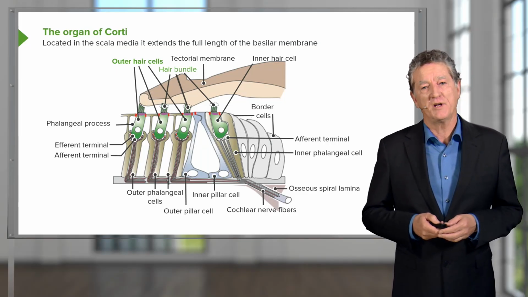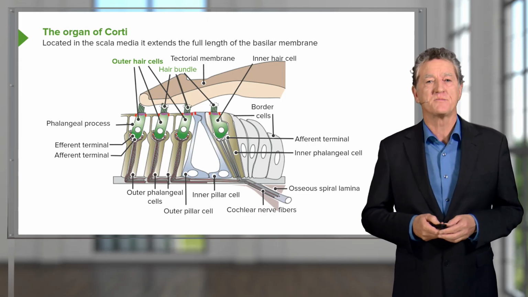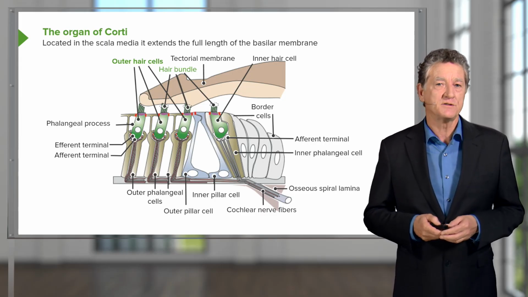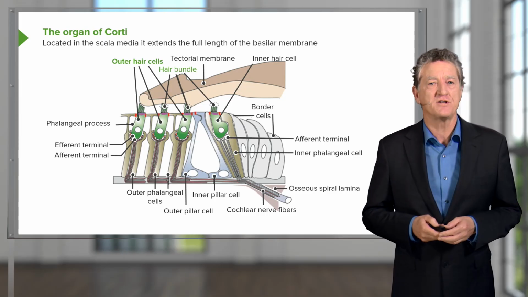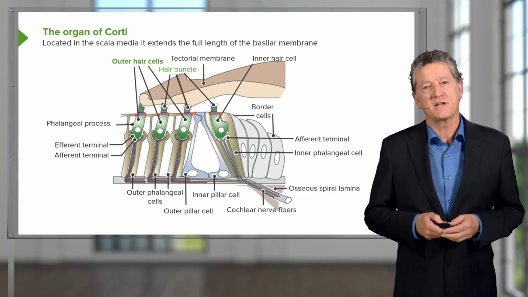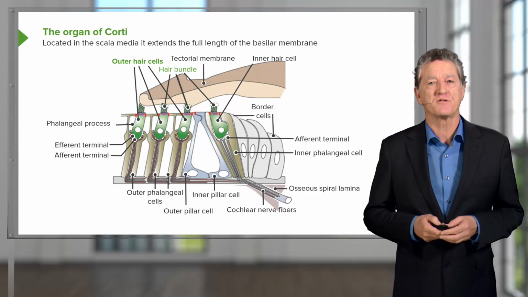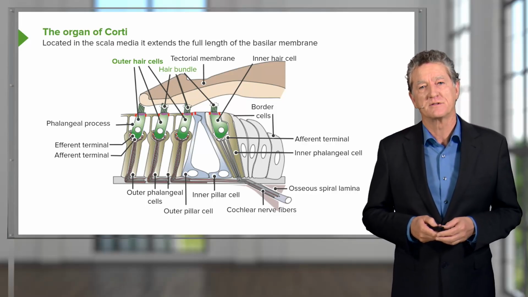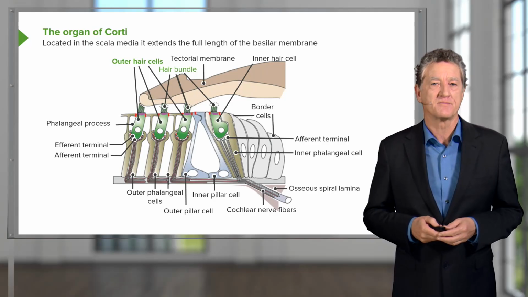And the other very important point is that the hair cells themselves are in contact or close apposition to the tectorial membrane above. That tectorial membrane again projects from the bony modiolus. It's a gelatinous type substance.